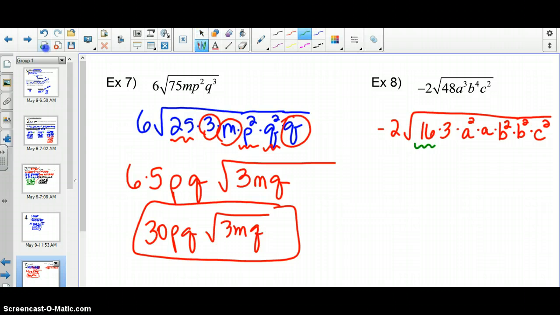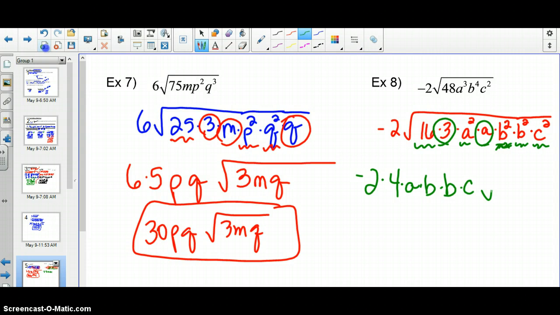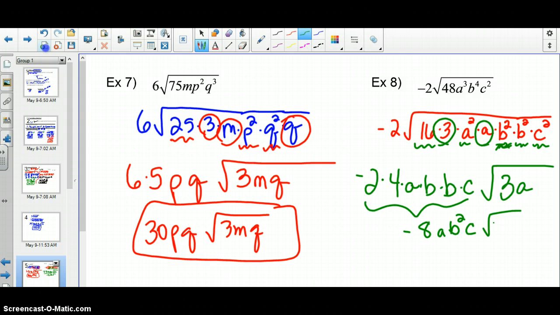16, you can take the square root of that. 4 will pop out, so I've got negative 2 already there, times 4. 3 has to stay. A squared, so that means an a is going to pop out. This a has to stay. I've got a b that's going to pop out from that. Another b is going to pop out from that b squared, and then a c is going to pop out. So what's left under the radical is 3a, and if I multiply all this outside here, I've got negative 8a b squared c times root 3a.